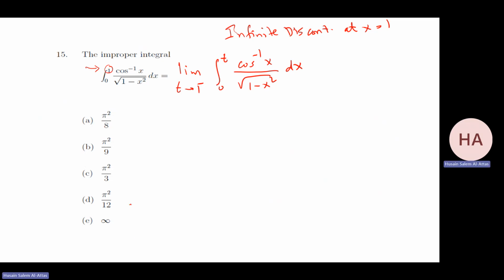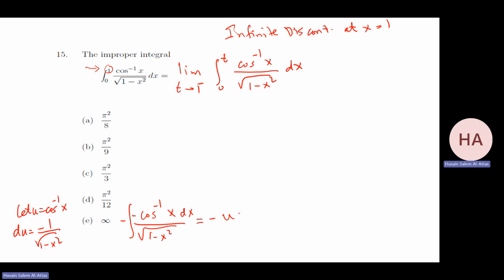Now let me deal with this integration. Let's see, the integral of cosine inverse x over square root of 1 minus x squared dx. So I let u be cosine inverse x. du will be what? Minus 1 over square root of 1 minus x squared. So I need minus and minus. That will be minus u du.